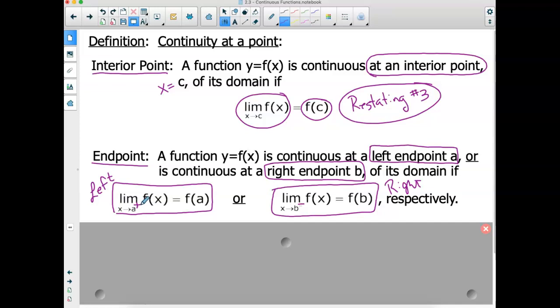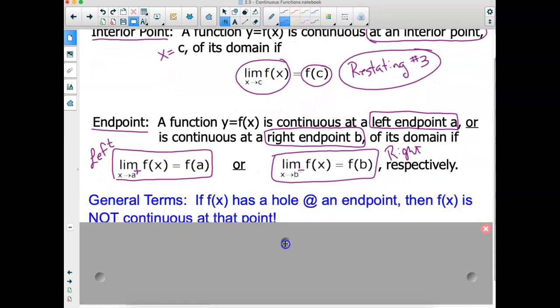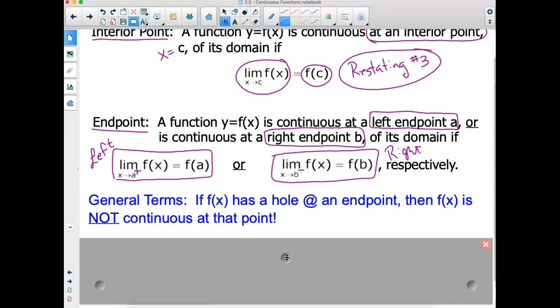Okay, so it's continuous at a left endpoint, or it's continuous at a right endpoint of its domain if the limit as you approach from the right equals the functional value, or the limit as you approach it from the left equals the functional value, respectively. Okay, what am I talking about? In general terms, I talk to a bunch of people and they're like, I don't like all these math symbols and all this gobbledygook we got going on. But in general terms, what this basically means for the endpoint is if f of x has a hole at an endpoint, then f of x is not continuous at that point, okay?